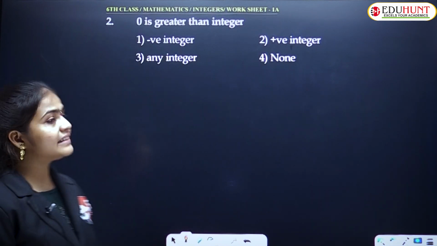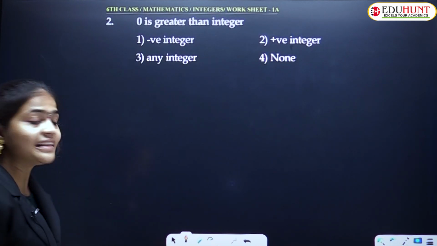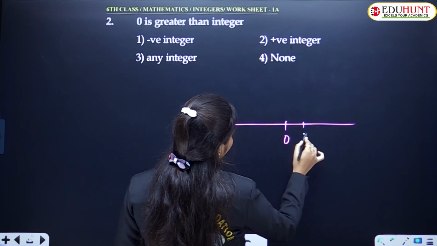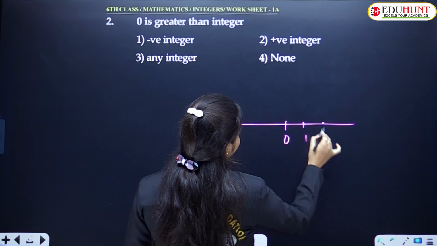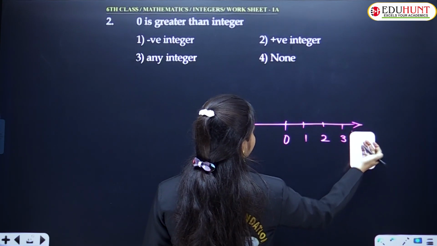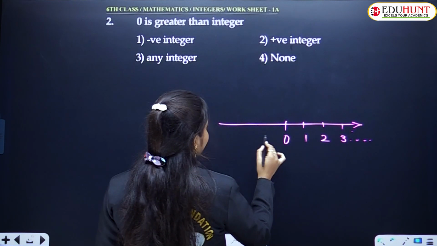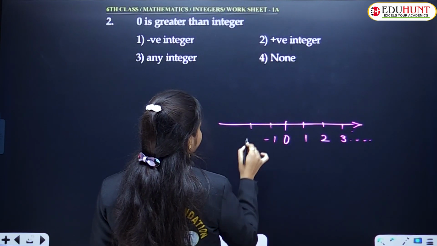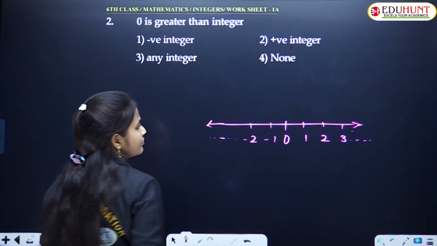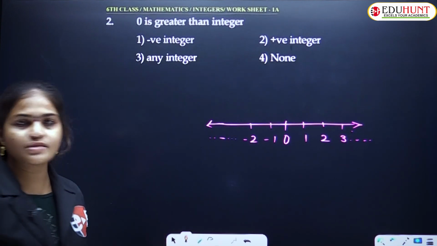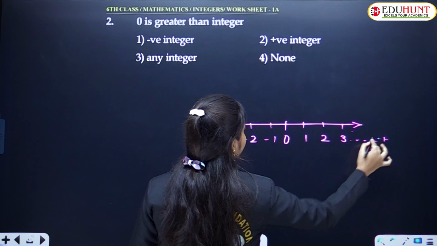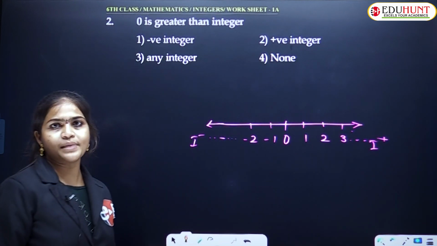0 is greater than which kind of integers? See that here we have 0, 1, 2, 3 and so on. And here minus 1, minus 2 and so on. This is the number line of integers only, no? This is Z minus and this is Z plus.